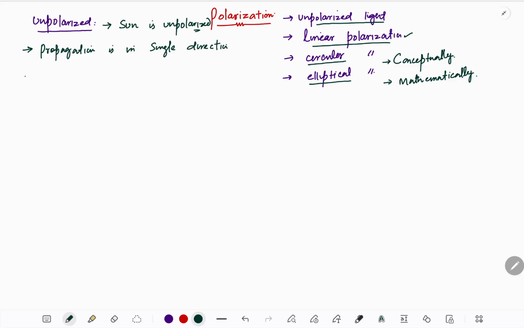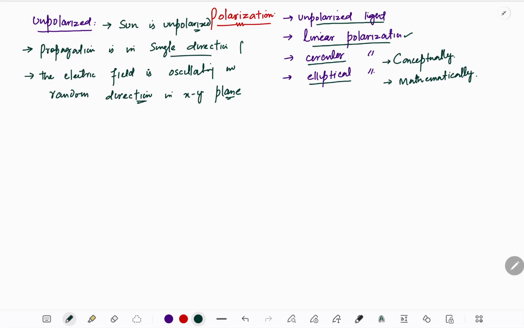But the electric field is oscillating in random directions, in the xy plane. I'll explain it. Here the propagation is in a single direction. Let's assume that is the z direction. So basically, the wave is propagating in this z direction.